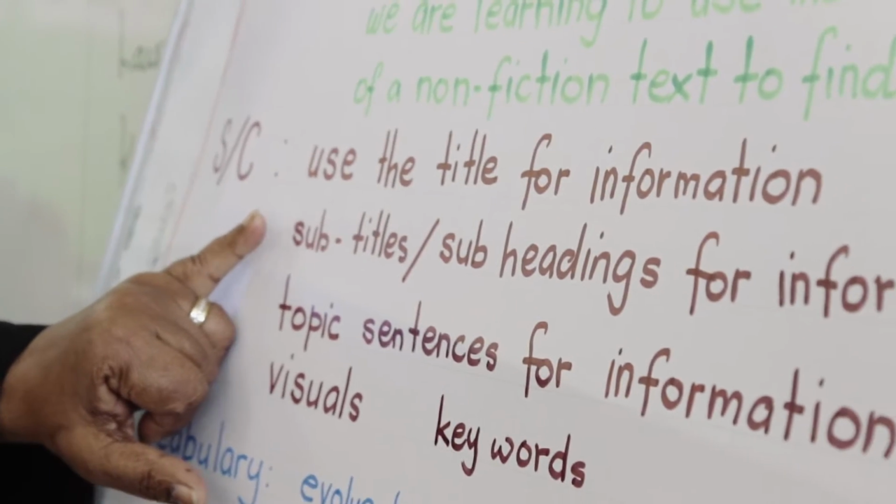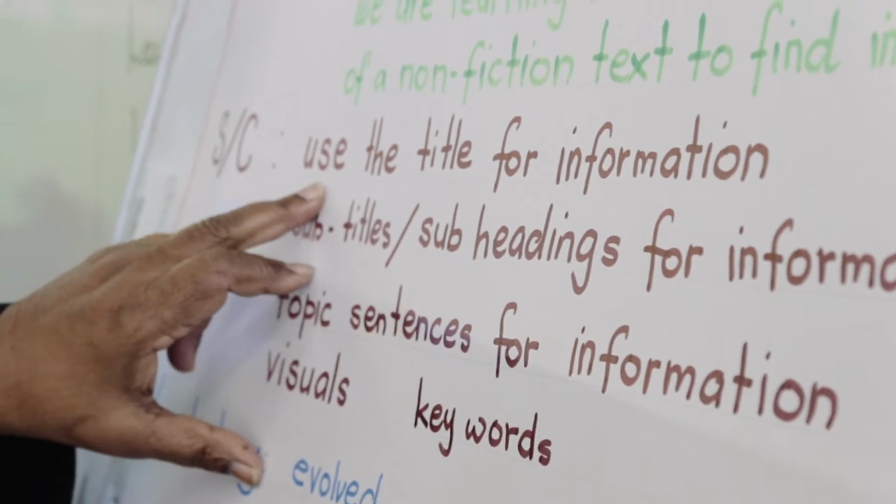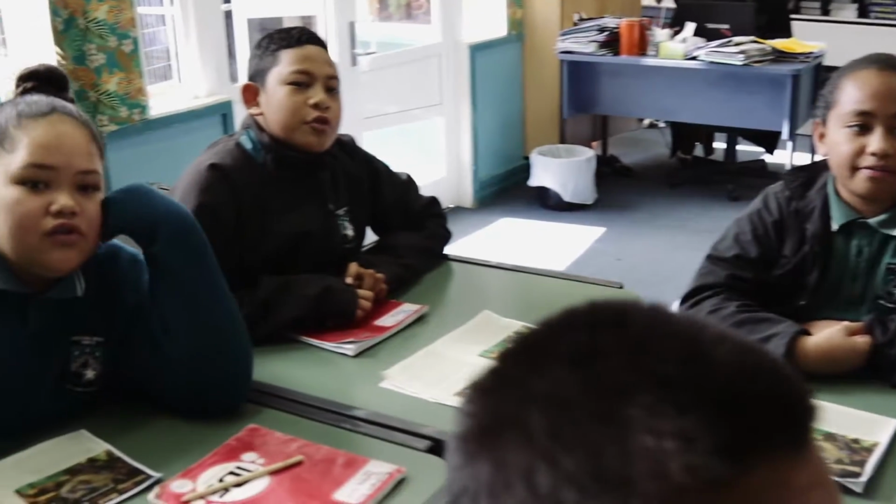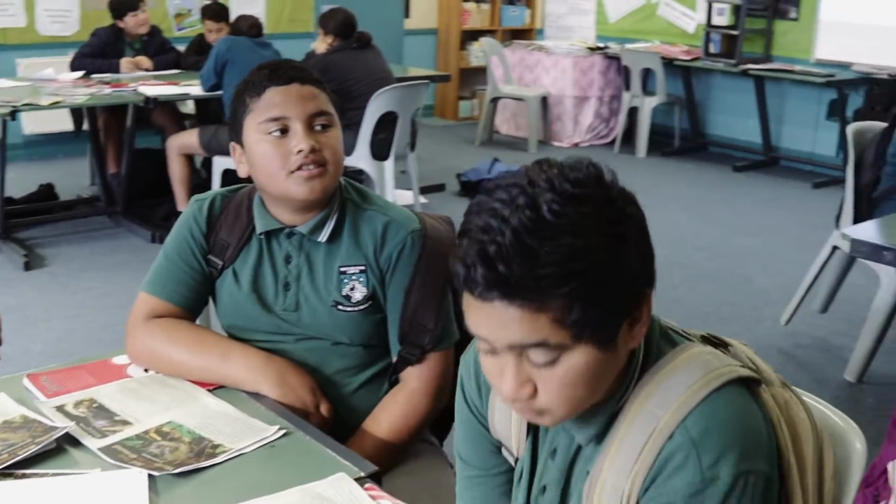We have what? Success criteria. When are we going to be successful? Use the title, subheadings for information, topic sentences for information, visuals and keywords.